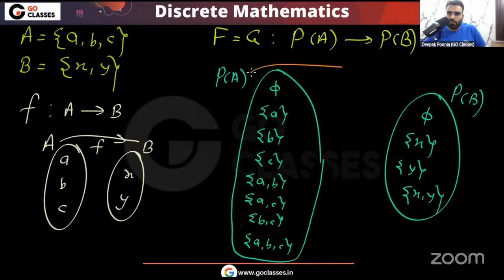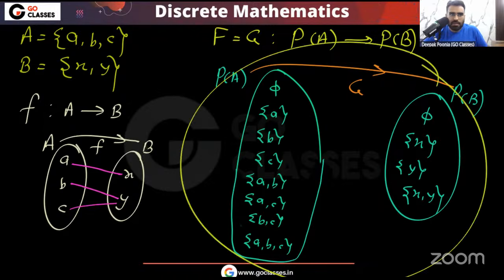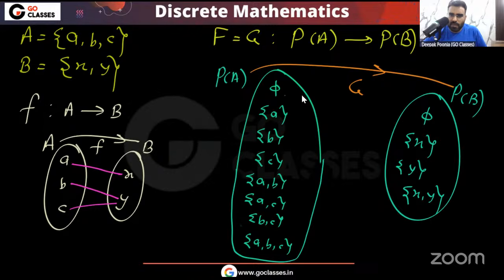Now remember, from the power set of A to the power set of B, we are defining this function g. Now let's see, if the mapping of small f is given to you, then what will be the mapping of capital G? Let me assume that a is mapping to x, b is mapping to y, and c is also mapping to y. In this case, what will be this capital F or capital G mapping? Very simple. Phi will map to phi. We have already seen this, because in phi there is no element.